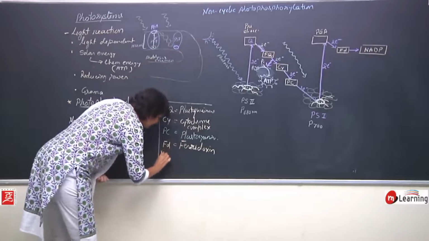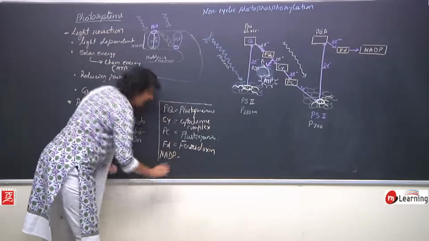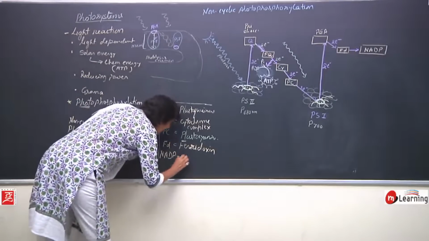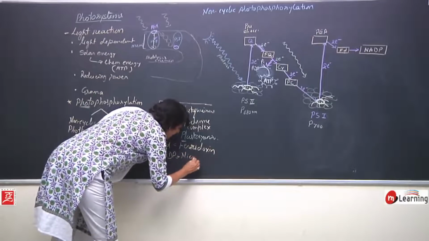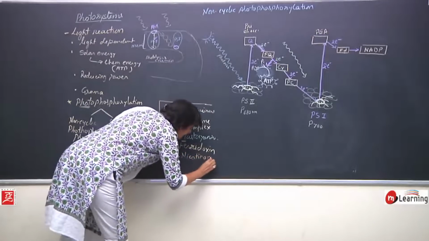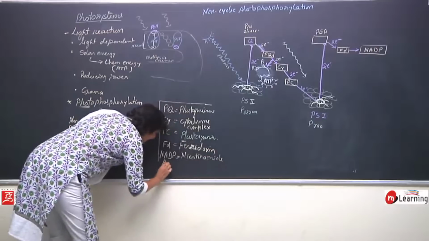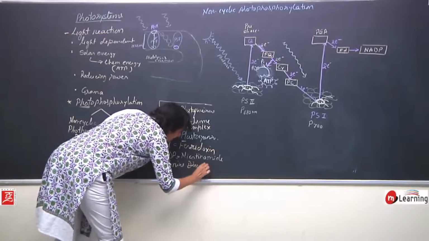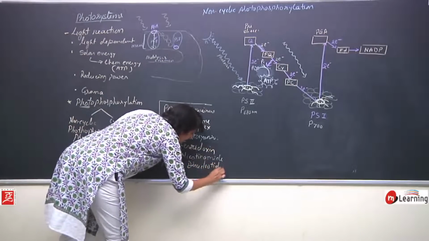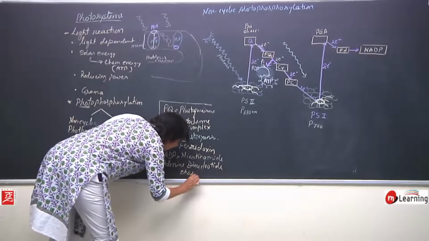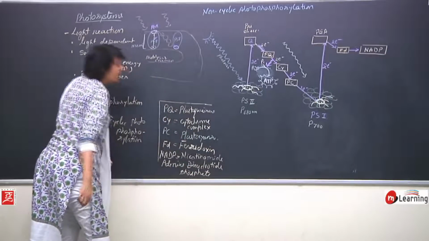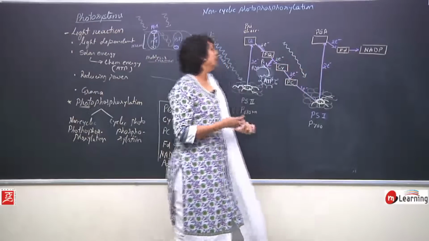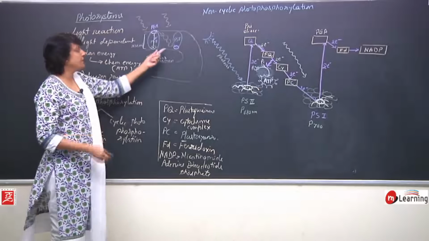NADP is nicotinamide adenine dinucleotide phosphate. So finally, that electron has gone to NADP. All this is happening here.